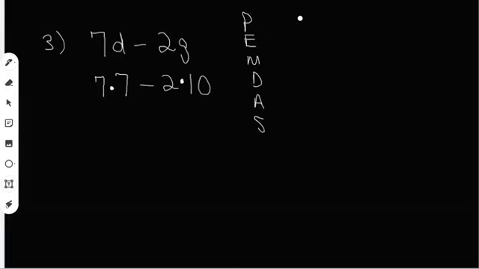Okay, so I have no parentheses, I have no exponents, I don't have to worry about that. I do have to multiply 7 times 7 to get 49. And I do have to multiply 2 times 10 to get 20. And then the last thing I do is I subtract. 49 minus 20 is going to give me 29. And that's my answer. Let's try number 4.